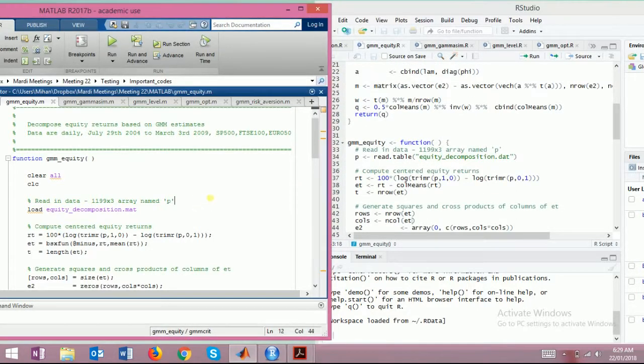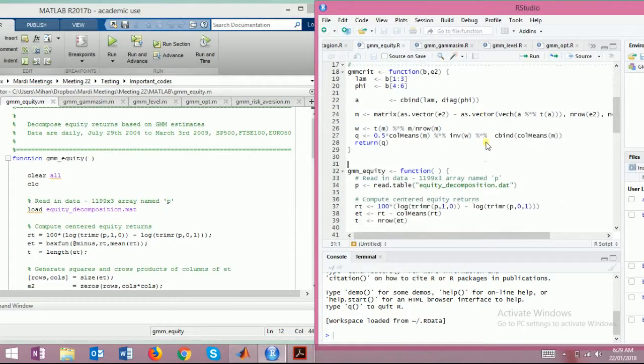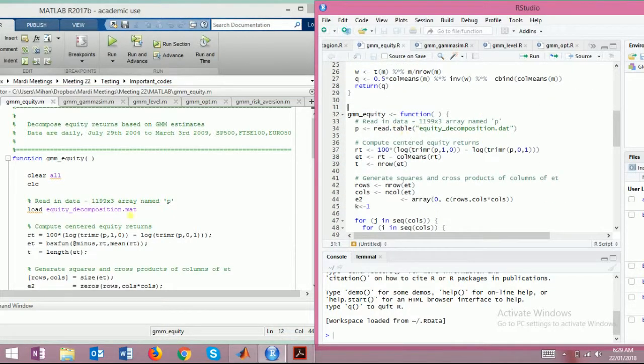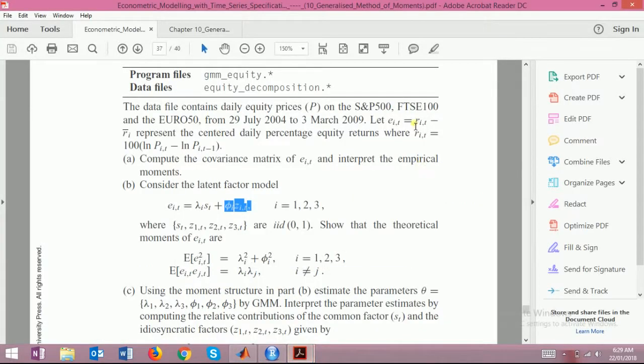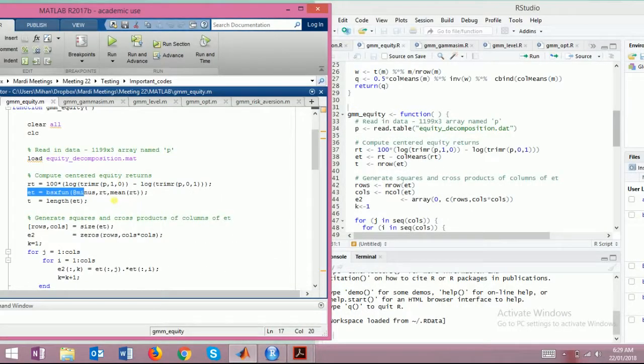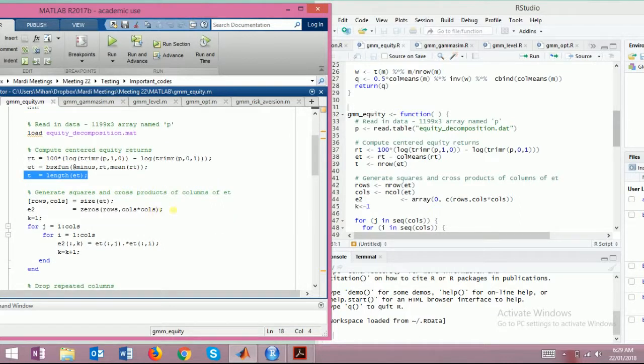First we start with clearing the screen, then we load the data, read table, equity decomposition. So if we read the table, that computes centered equity returns. So just now we are doing housekeeping. Equity returns, C log PT minus 1, then ET is base x1, residual is RT minus 1, which is simply coming from here, RT minus mean of RT, column means. T is equal to length of ET.